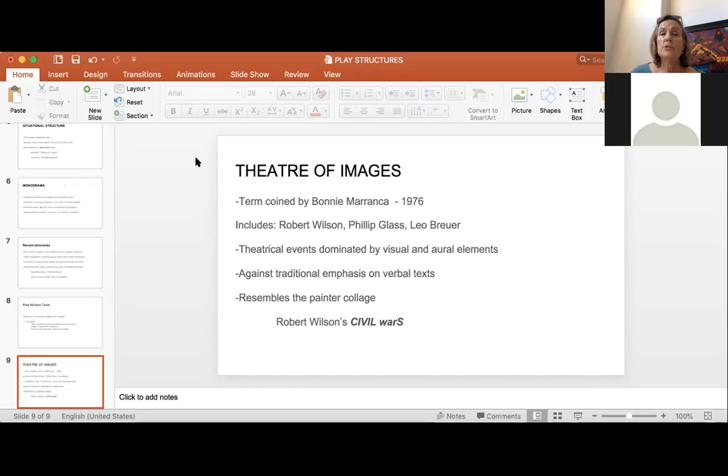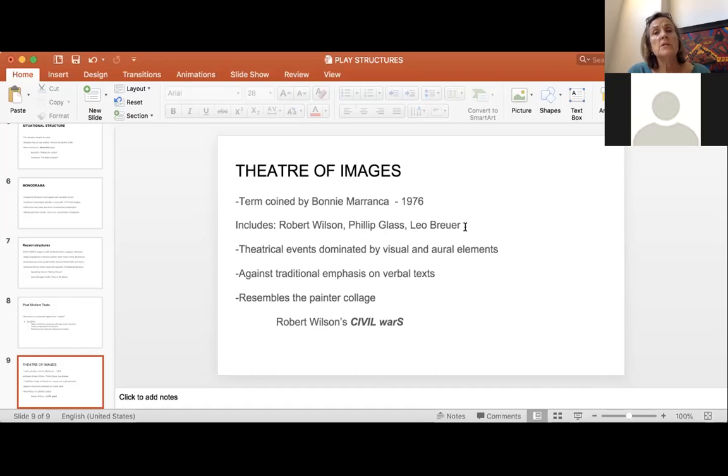And then we have theater of images. This is really in the last less than 50 years, coined by Bonnie Marranca. She has a lot of information about it. The major practitioners would be Philip Glass, Robert Wilson, and Lee Breuer. And in fact, Einstein on the Beach was Philip Glass's idea, and Robert Wilson directed it. I'm trying to post a link to it, but all I got was a listening link first. I want to get a visual link as well.